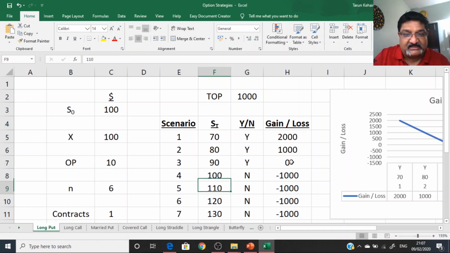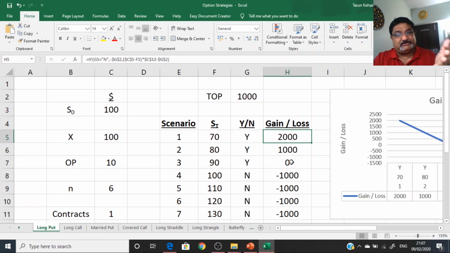Remember, whether he exercises the put option or he does not exercise the put option, the option premium has to be paid, because he's bought the option. He has to pay the premium, which is the option price or the option premium or the option charge, irrespective of whether he exercises the option or not, because that is the price he is paying for getting the power of choice.